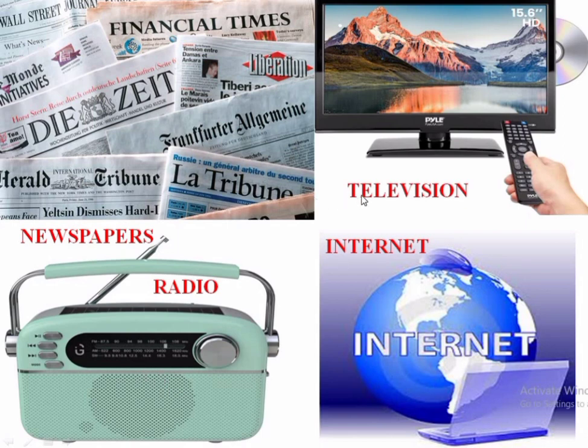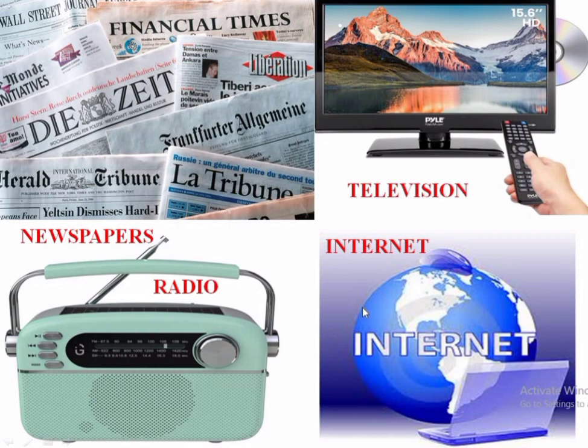The next comes the television. It is audio and visual both. That means we can both listen and see. In radio, the programs are broadcasted. Since it is only audio, it is broadcasted, and in television it is telecasted. We can listen as well as see the visuals. There are hundreds of channels to choose from on television.